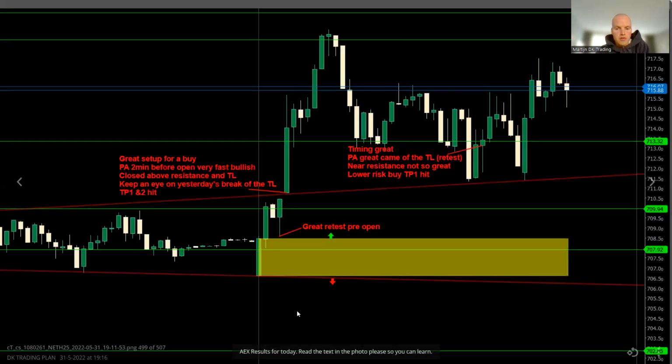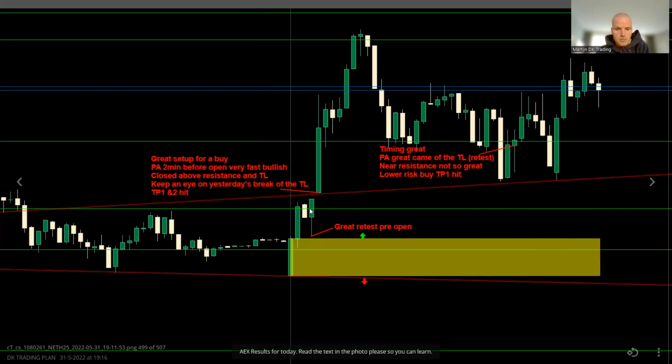So Net25 results. Great bullish momentum, right? Again, close above the box. It's this candle we are looking at. Close above the box. We got a small little gap at the open. That's usually a sign that we will push towards the upside, or when it's towards the downside, it will be a bearish momentum sell. So great buy setup, price action, 2 minutes before the open, very fast bullish, right?